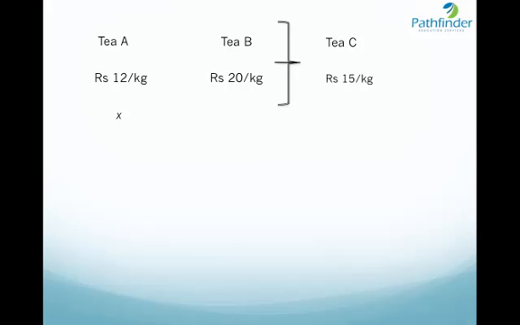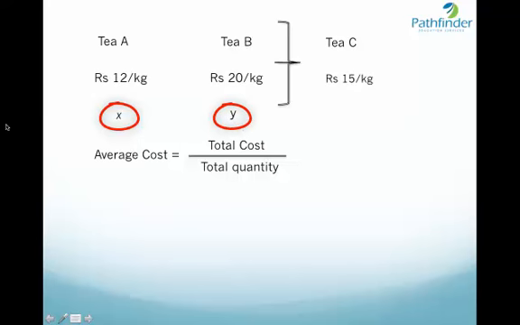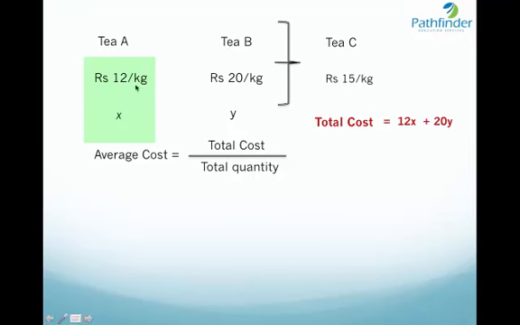So let us assume that the quantity of type A is X kg and the quantity of type B is Y kg. The average cost is defined as the total cost of purchasing type A and type B, divided by the total quantity, which in this case will be X plus Y. What is the total cost? The total cost is the cost of purchasing type A, that is 12 multiplied by X, plus 20 into Y, that is the cost of purchasing type B. This is the total cost of purchase. And what is the total quantity? That is equal to the quantity of type A, X, plus the quantity of type B, that is Y.